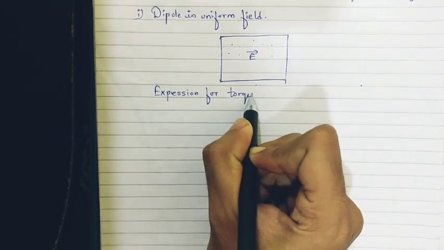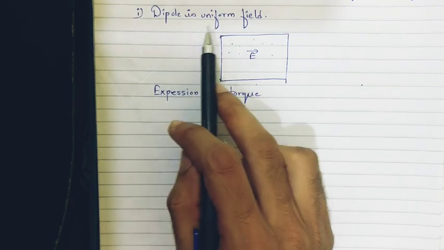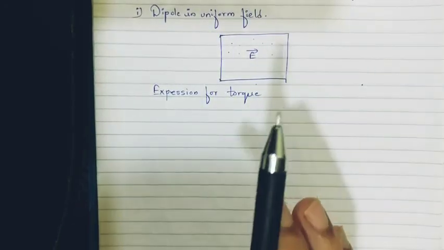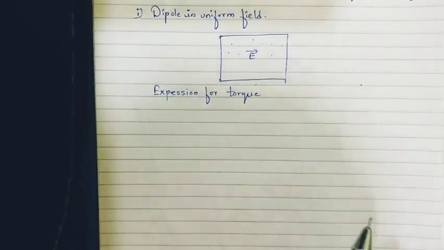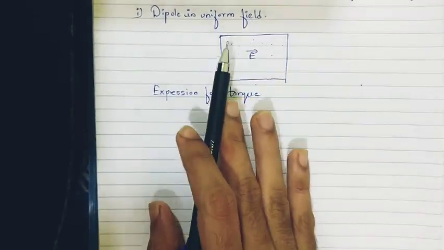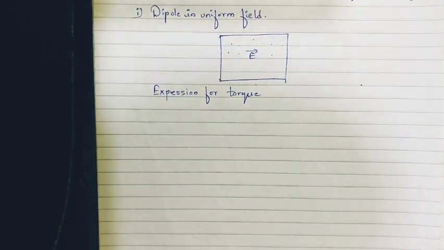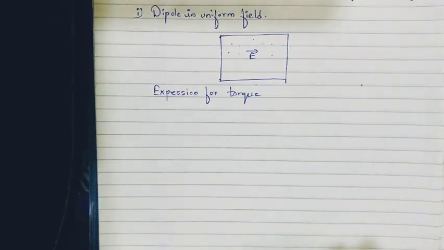And what is this torque? As I told you, when you place an electric dipole in a uniform electric field, it will experience a torque, and we are going to find the expression for this torque. Let us consider an electric dipole, which consists of opposite charges of equal magnitude with a length of 2a between them, placed in a uniform electric field E.